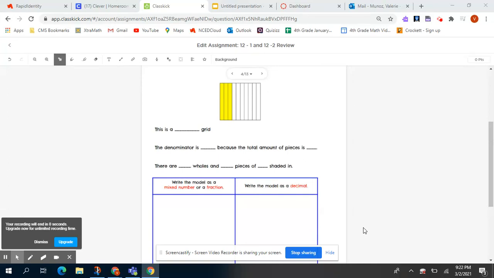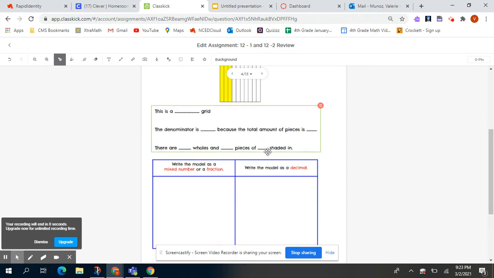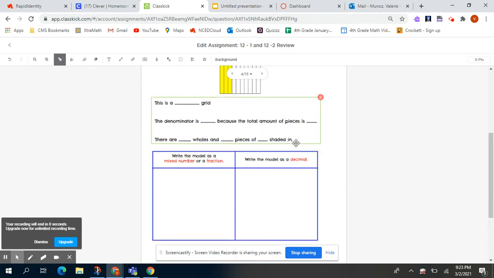Hi, scholars. We're going to review lesson 12.1. And the first thing that we are going to do is observe our model. After we observe our model, we are going to fill in the blanks in these sentences. And once we understand and filled out our sentences, we're going to fill out these boxes and write our model as a mixed number or a fraction, and also write the model as a decimal.